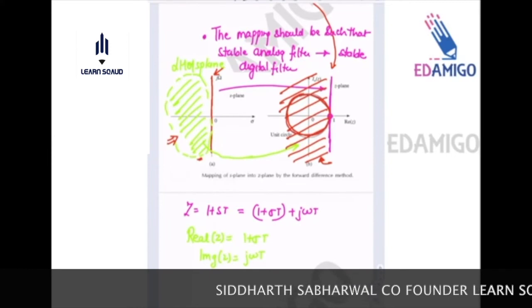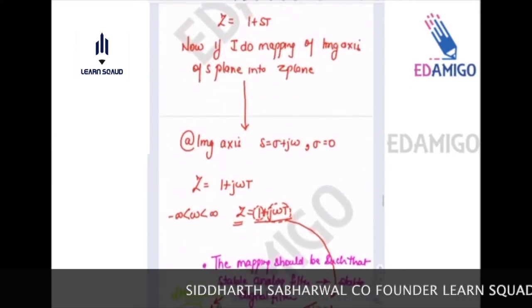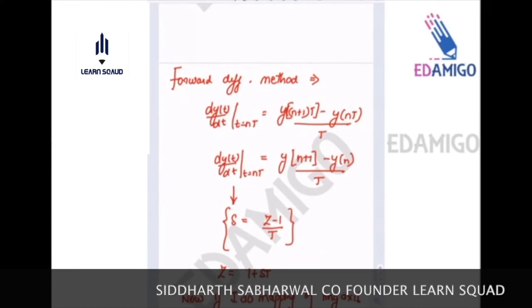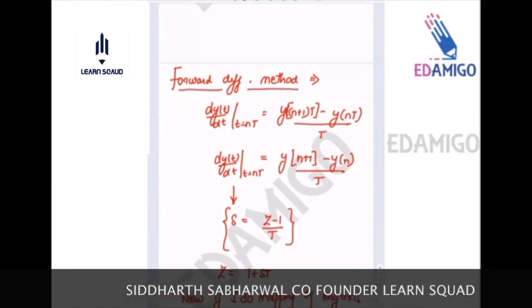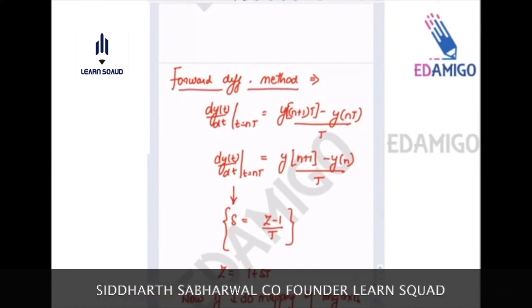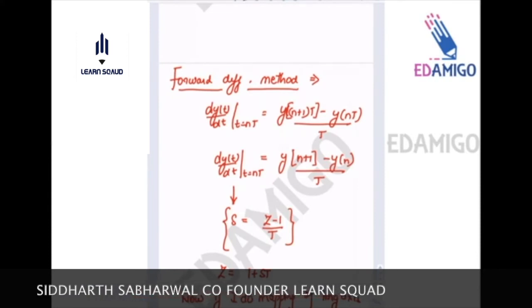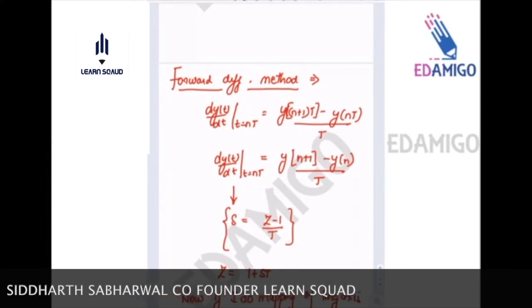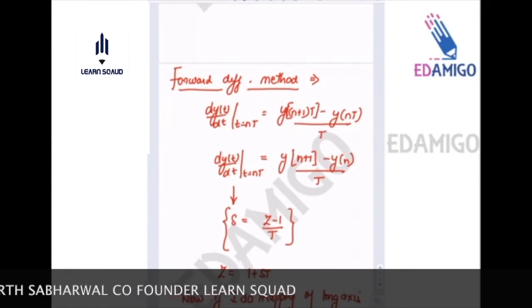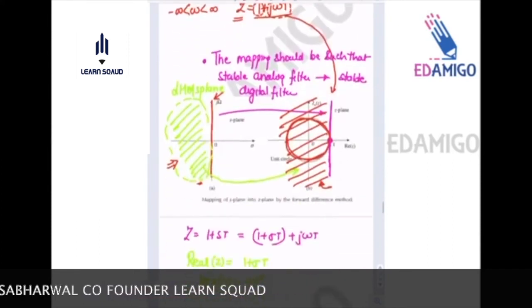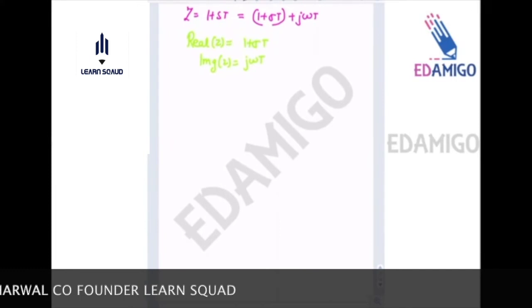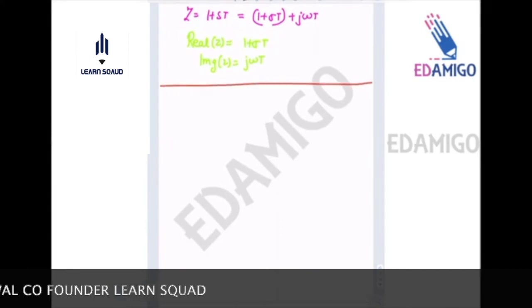Thus we can say that this kind of transformation, that is the forward difference method, will not ensure that a stable analog filter will lead to a stable digital filter. So that's why this kind of transformation is not good, and that's why it is not used in computations. Okay, now let's solve one or two examples. Since the forward difference method is not good, we will always use the backward difference method.